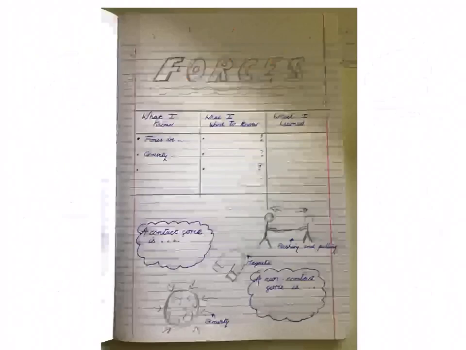So you are going to create in the middle of your page a table, and it's like we do it at school. KWL: what I know, what I want to know, and what I learned. Okay, so at the moment, you're only going to fill in what I know and what I want to know. So in what I know, you need to put 3 bullet points of information, facts that you already know about forces.